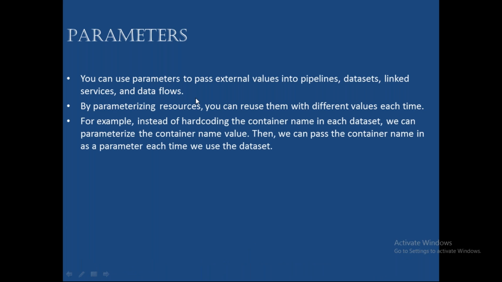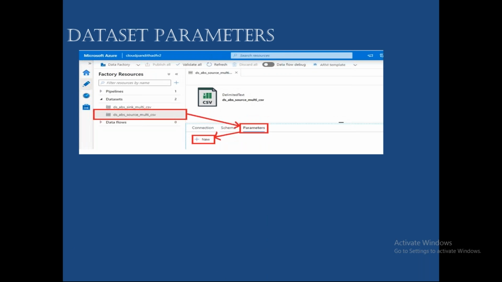For example, instead of hard coding the container name in each data set, we can parameterize the container name value. Then we can pass the container name in a parameter each time we use the data set. We are going to do the same thing here, whatever we have done previously. Data set parameter. So how will we create it?